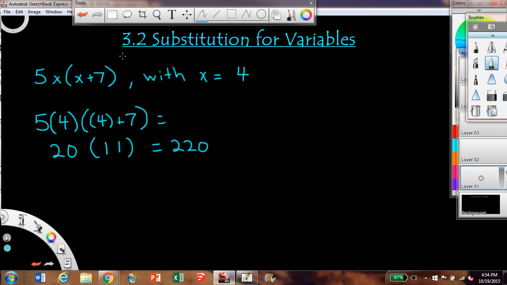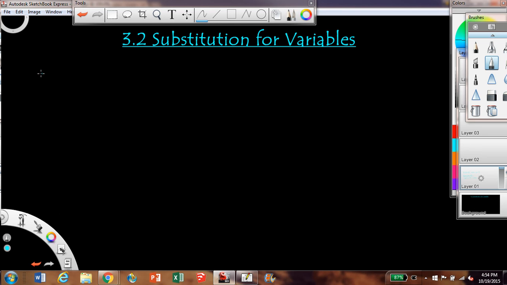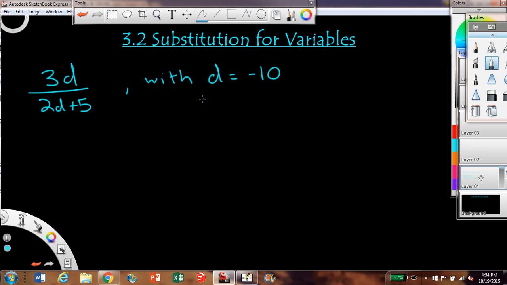Okay, let's do a couple more. Let's try this one: 3d over 2d plus 5, with d equal to negative 10. All right, so we're going to do the same thing. We're going to write this exact expression, but instead of d, we're going to put parentheses negative 10. So I'm just substituting negative 10 in for every d I see. Every d. Here I've got 2, parentheses, negative 10, plus 5.